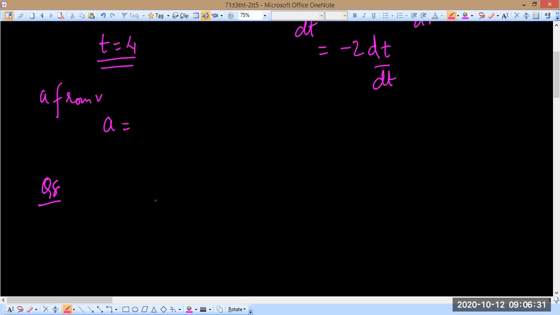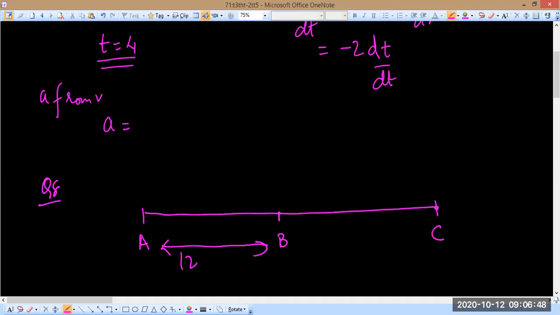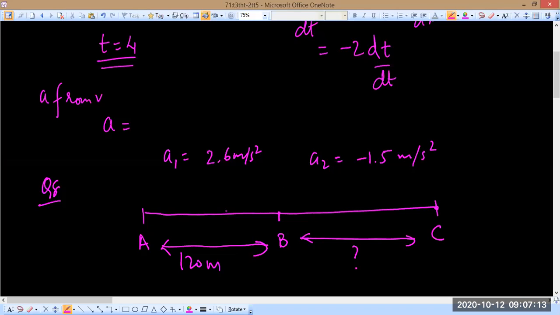Okay, so for question 8, what we have is we have to draw a diagram first of all. Without a diagram everything in physics is a mess. So if you consider that motorcycle starts from A, goes to B, and then goes to C, so let's say this distance is 120 meter, and this is what we don't know. In the first part its acceleration is 2.6. In the second part its acceleration is minus 1.5. It is given that it accelerates with minus 1.5 meter per second square until velocity becomes 12 meter per second. So over here the velocity at C is 12 meter per second. Is this diagram clear?